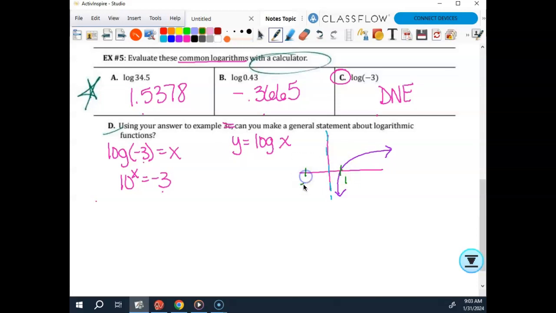And if my x is negative 3, it's way out there, so you can see why this doesn't exist. Negative 3 is not in the domain. I can only go from 0 to infinity. Okay, everybody okay with that?